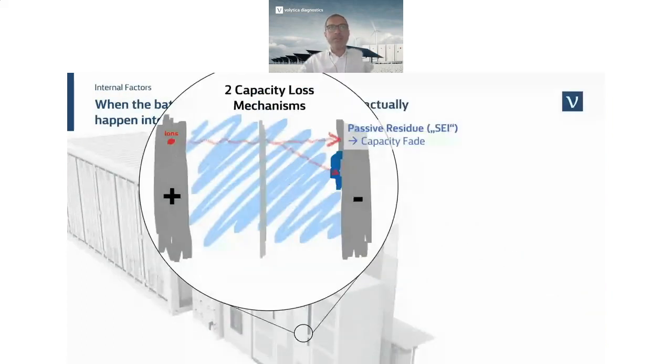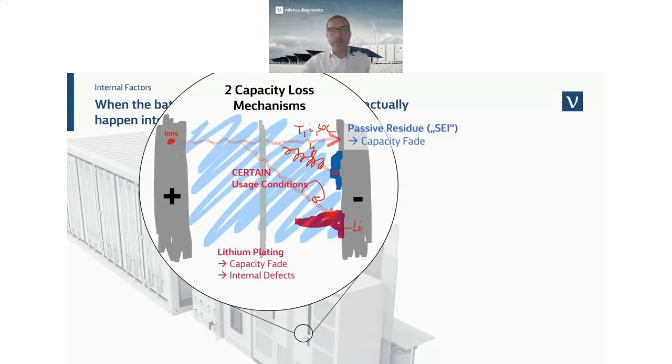Now, you remember that this partying with the electrolyte leads to capacity fade, which leads to these curves that we were seeing before. And definitely this is very much due to the external influencing factors: temperature, current, and SOC. But there are certain usage conditions which lead to a party of the ions with themselves. They don't form a passive residue, they form metallic lithium in the cells. Lithium plating, it is called.